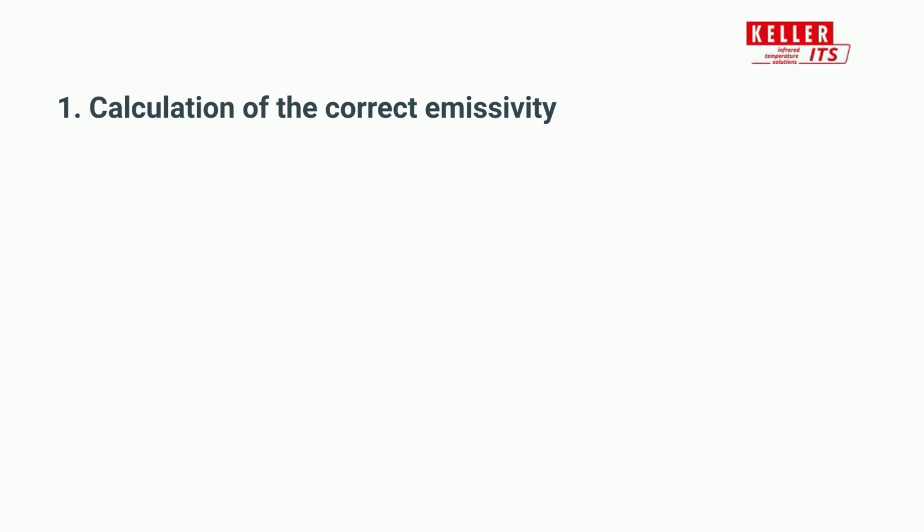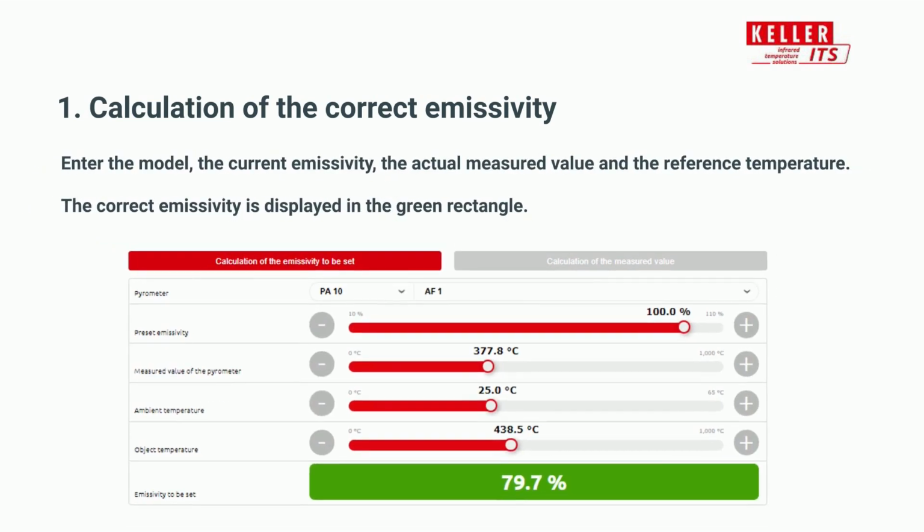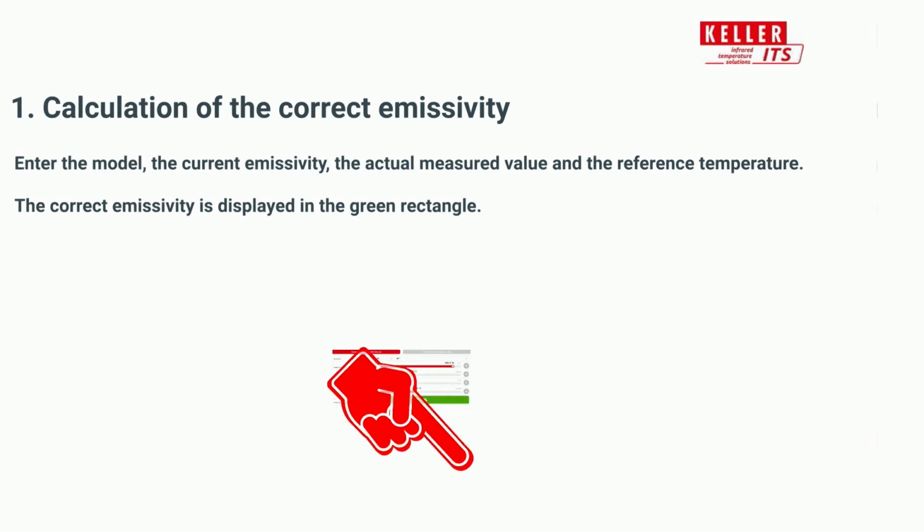Let us now check what you have to do to calculate the correct emissivity. At first, just enter the correct instrument and its type. Then set the current emissivity setting of the pyrometer and also the measured value, and lastly type in the real object temperature of the reference. As a result, you will now get the information which emissivity has to be set for a correct temperature reading.